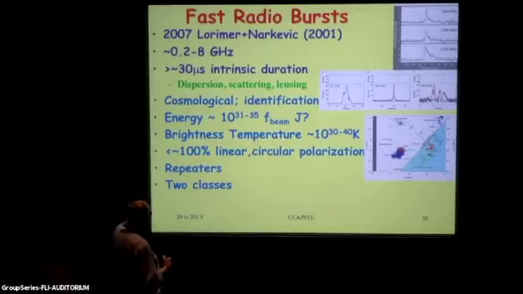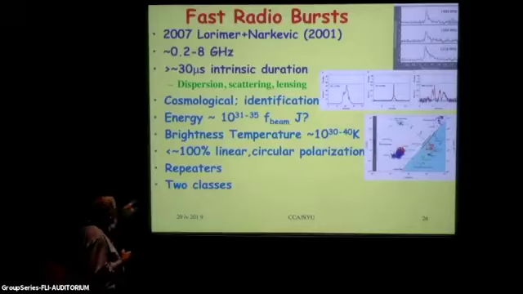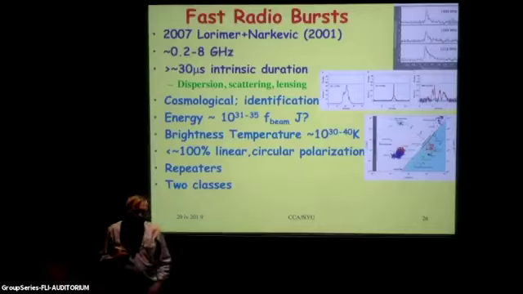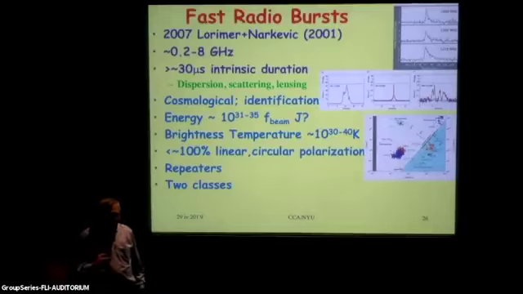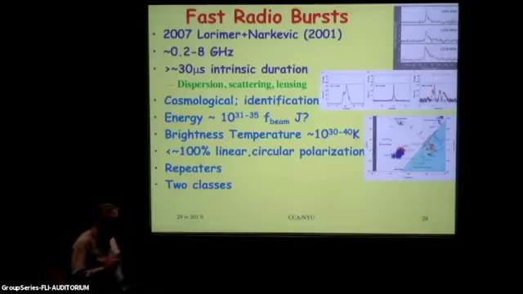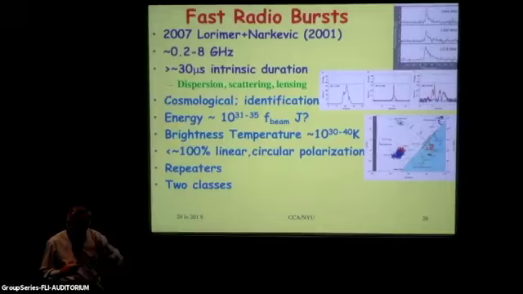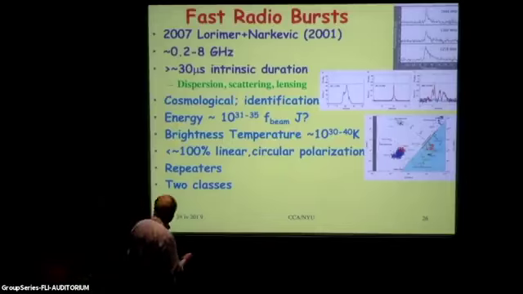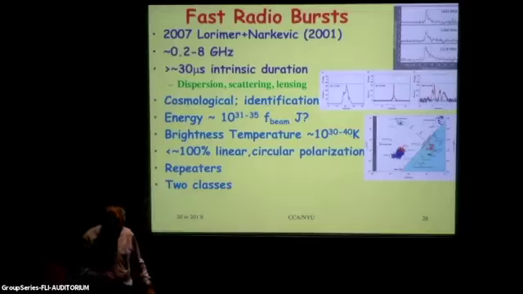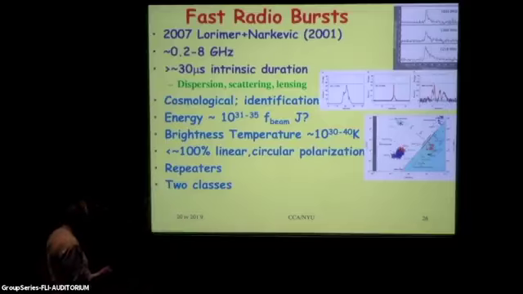So the energies are probably 10 to the 31 to 35 joules times some beaming fraction. Brightness temperatures, for those who care about such things, who are pulsar radio astronomers, are 10 to the 40 or more, which means you've asked the wrong question, I think. It's a bit like the cosmological constant in Planck units. You've asked the wrong question. And they're highly polarized. They're sort of like pulsars in some sense, but they're not pulsars. The repeaters, and there are 2 classes. Well, this is astronomy, so there'll be 5 classes, some of which have no members.